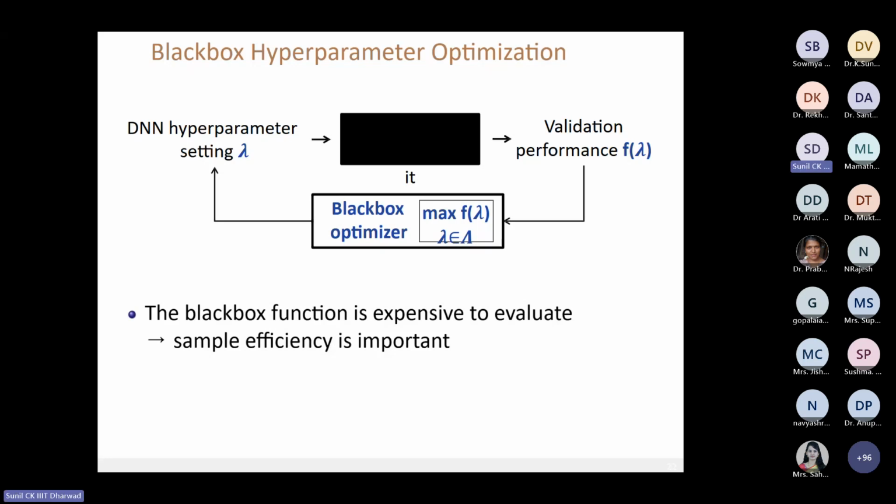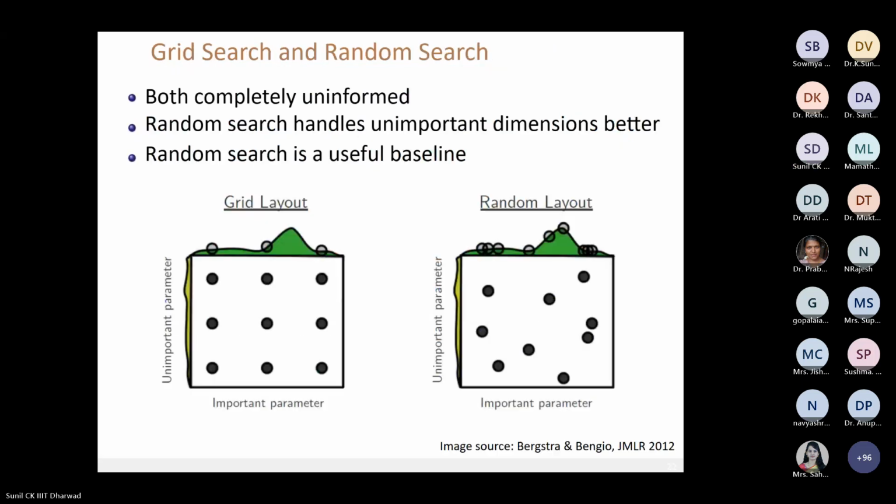Lambda is the input to the function, so it takes the set of different hyperparameters. The black box function is expensive to evaluate, so sample efficiency is not important in that case. In that case, you will go with the concepts called grid search and random search. Okay, grid search is the most basic hyperparameter optimization method.